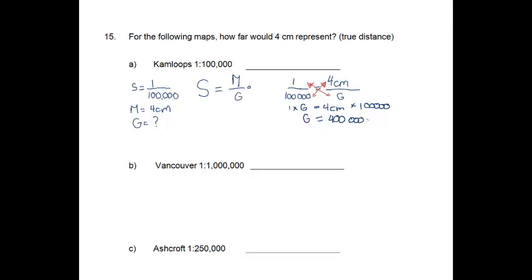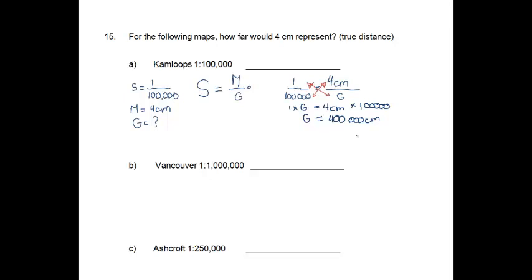Let's keep on going. Centimeters. Now, the answer is that 4 centimeters represents 400,000 centimeters on a 1 to 100,000 scale map. But you can't answer 400,000 centimeters because it's pretty useless. Somebody can't really visualize how far 400,000 centimeters is. So we're going to have to convert that to kilometers.